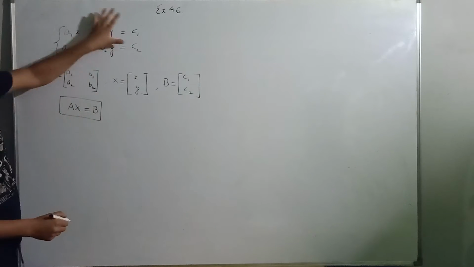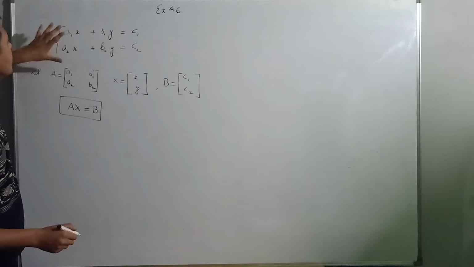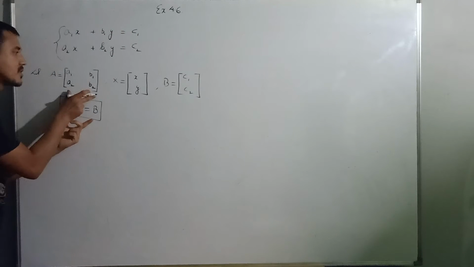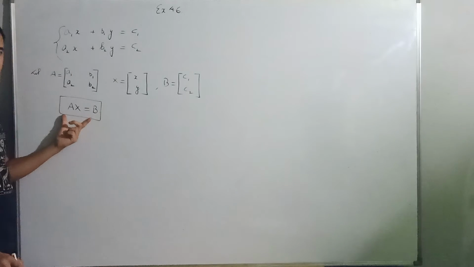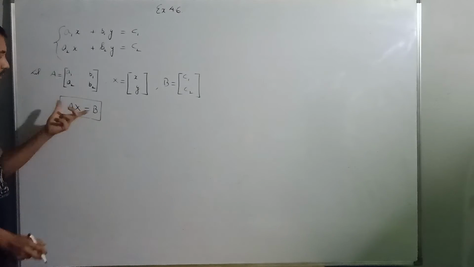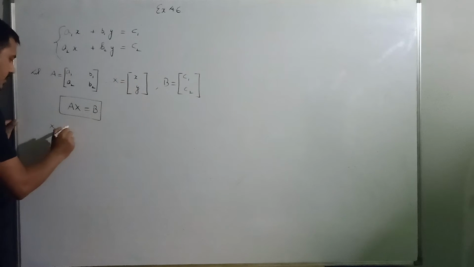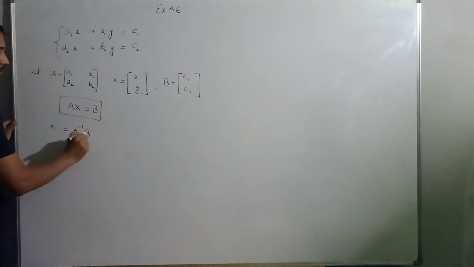Considering these matrices, the system of equations can be written like this. What is the advantage of this? We can find out the variables by writing X equals to A inverse B.